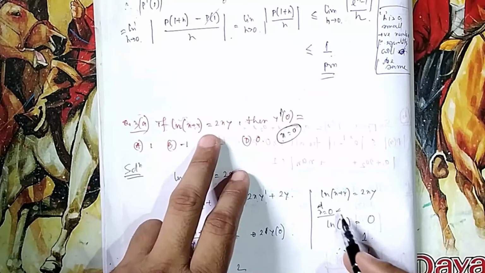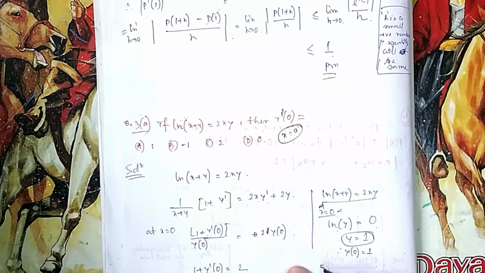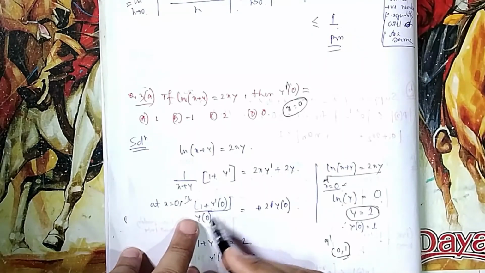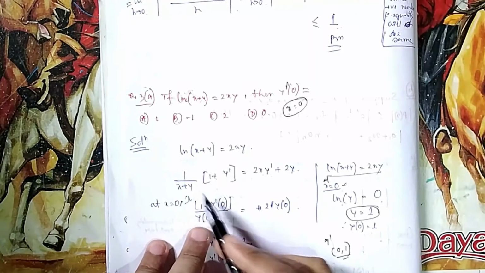So you calculate at x equal to 0 what is the value of y. So if x equal to 0, you put it there. If x is equal to 0, then log y is equal to 0. That means y should be equal to 1. So that means you have to find y dash at (0, 1). So if you put x equal to 0 and y is 1, you will find 1 plus this one, you have to find.